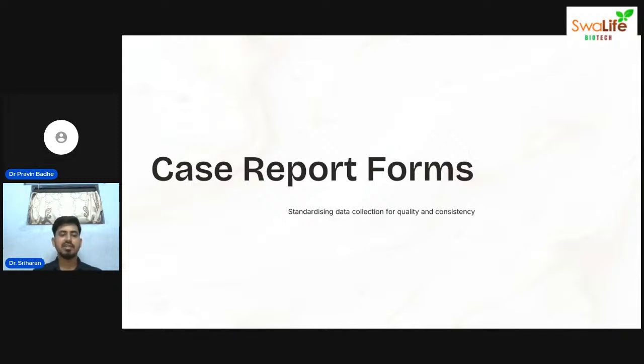In clinical research, this is very important. This is the report of our trial, because this report says what the data is. This report says what the result is. This report is also helpful for future trials. So the case report form is very important.